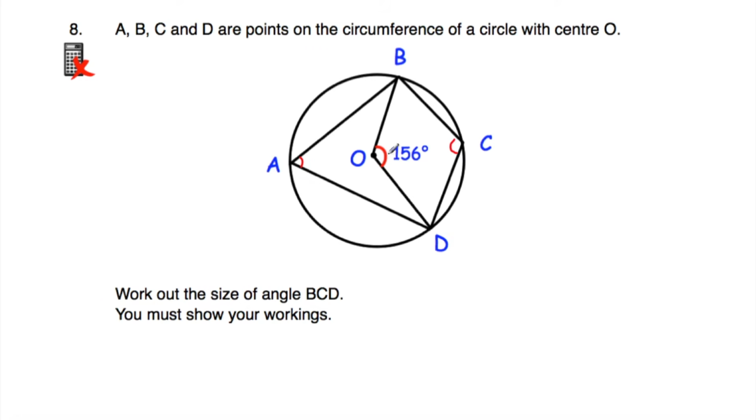So let's half the 156 degrees. 156 degrees divided by 2 would be equal to 78. So that's 78 degrees. So that means that that angle there is 78 degrees.